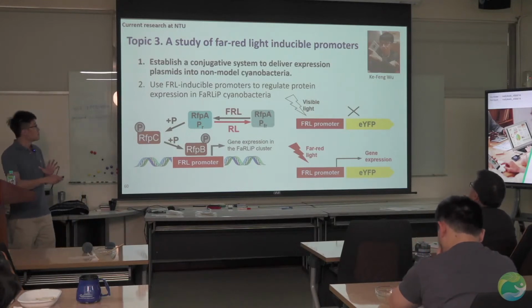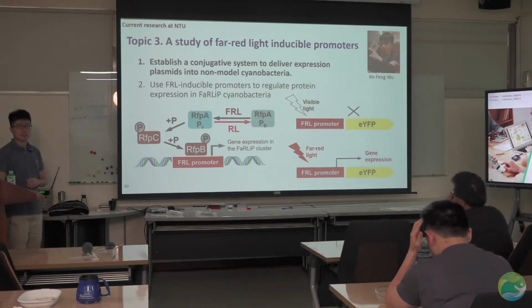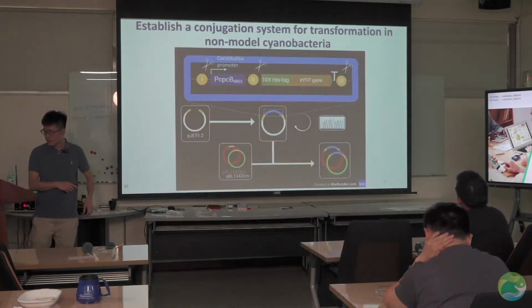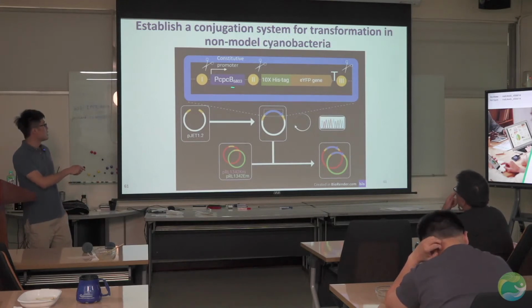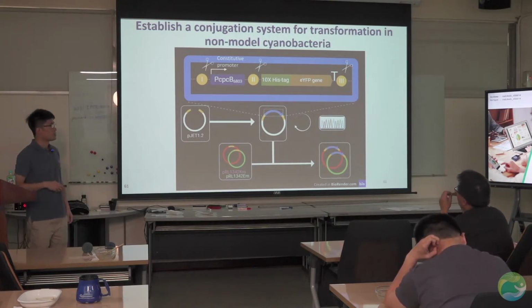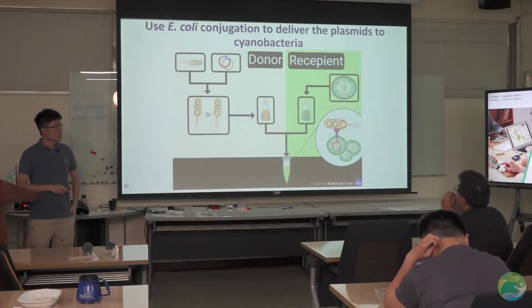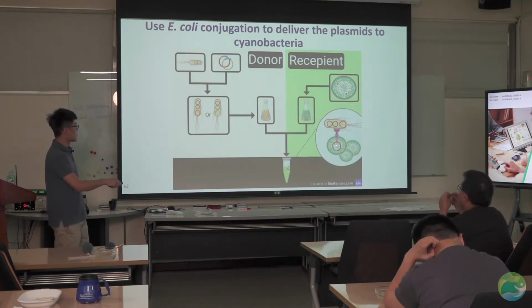But to do that, we need to first establish a conjugative system. That's an overexpression system. So what we did was use a constitutive promoter first, use that to express the YFP gene, and then use conjugation to deliver that plasmid into cyanobacteria.